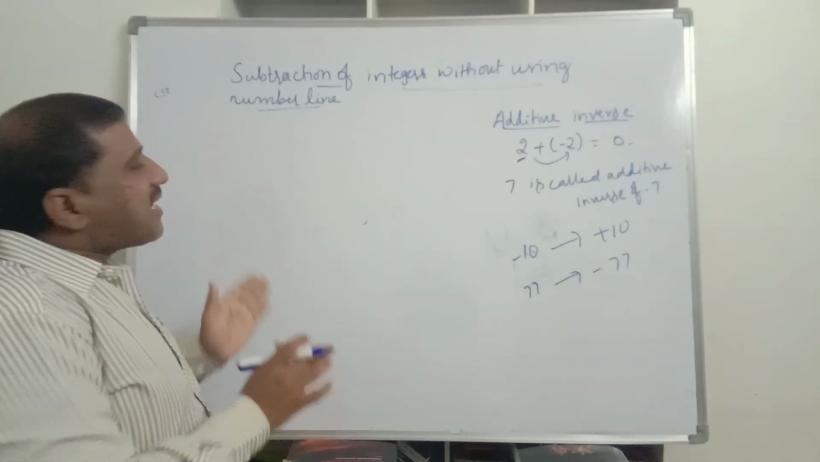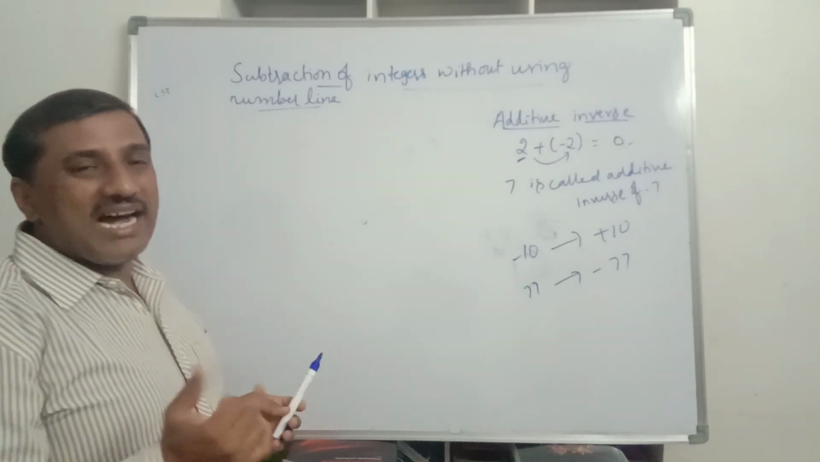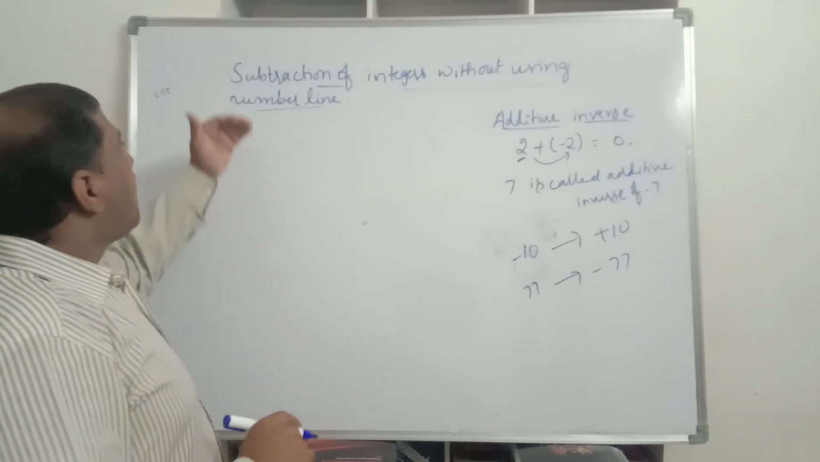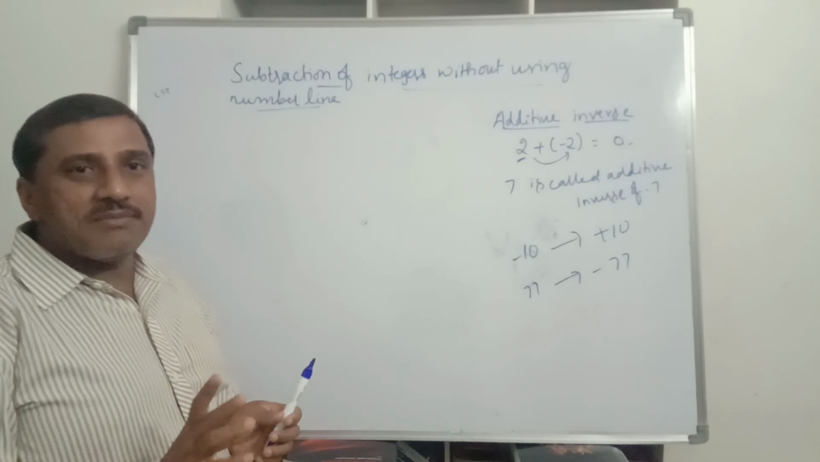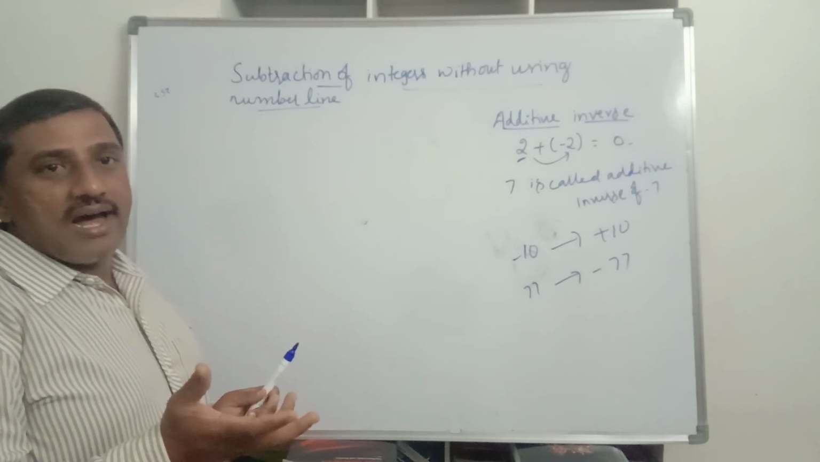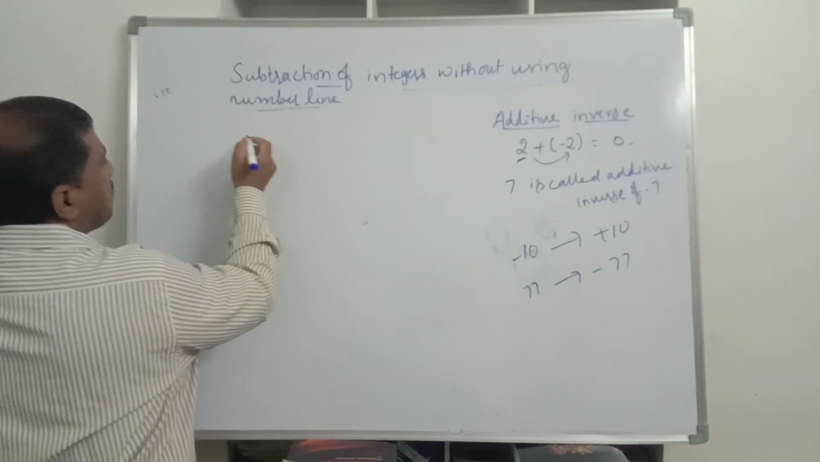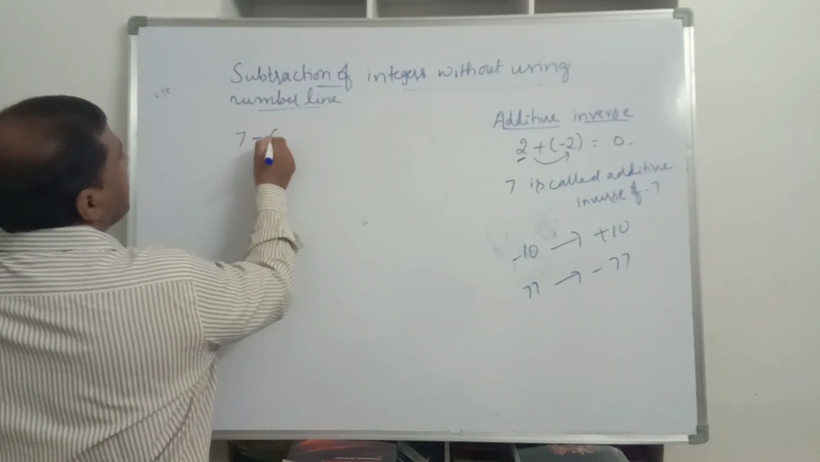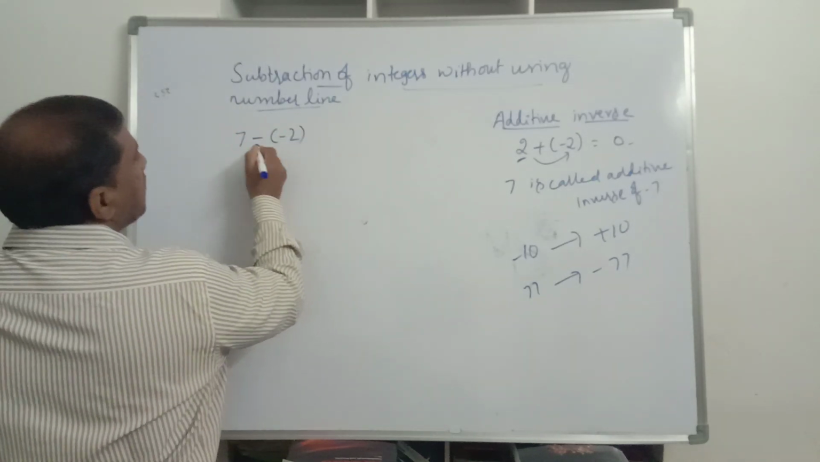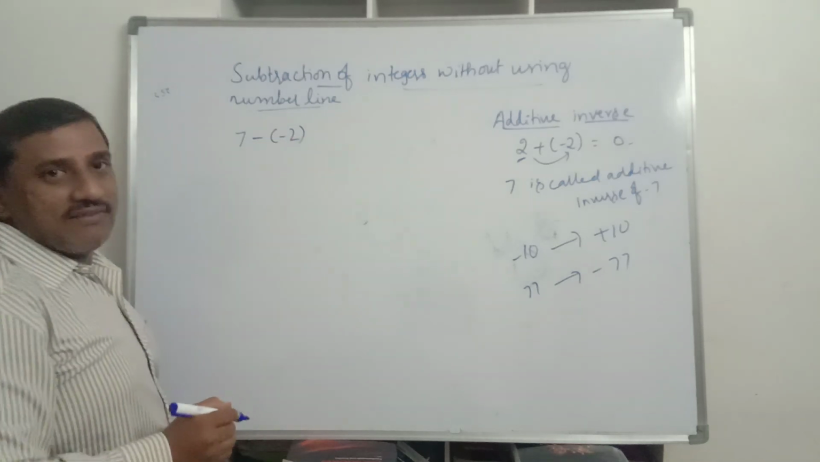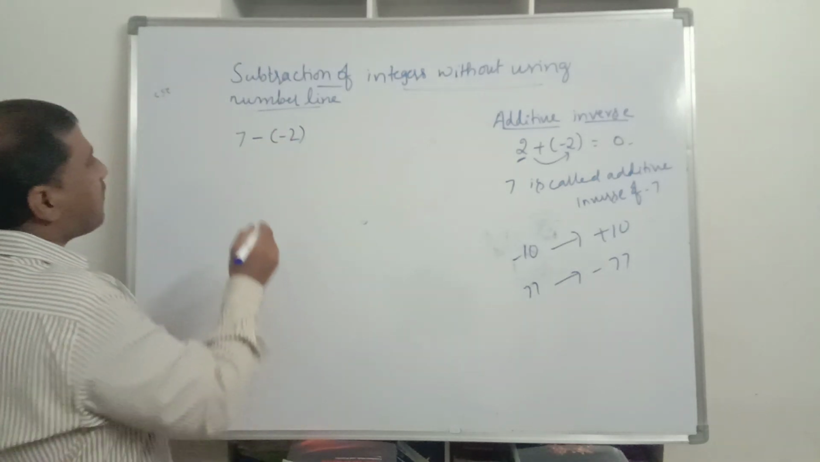Subtraction is the inverse method of addition. Here, subtraction of integers is nothing but adding the additive inverse of the second number. For example, how to subtract these two numbers? 7 minus of minus 2. How to subtract this number?